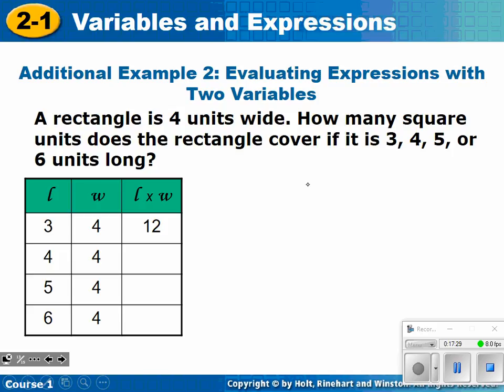So somebody tell me, which one is your constant and which one is your variable? Your width is your constant because it always stays the same. Your length is your variable because that's what changes. All right? So what would go in this dot? What would go right here? 16 goes here. What goes here? 20 and 24. Okay?